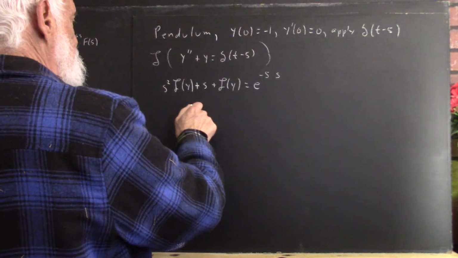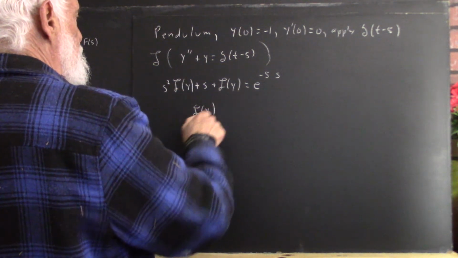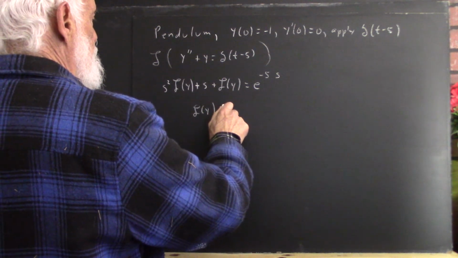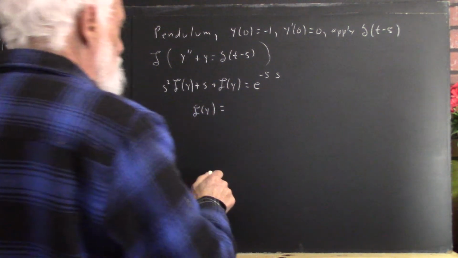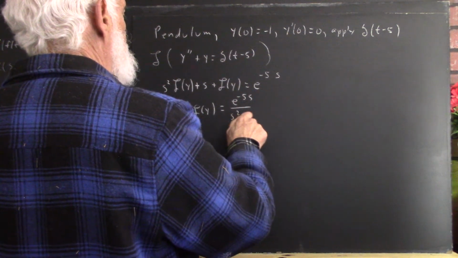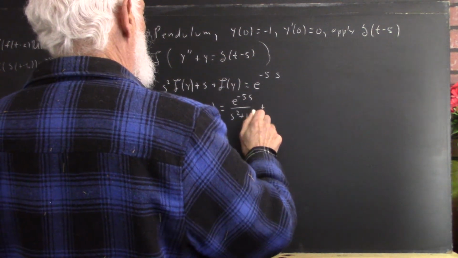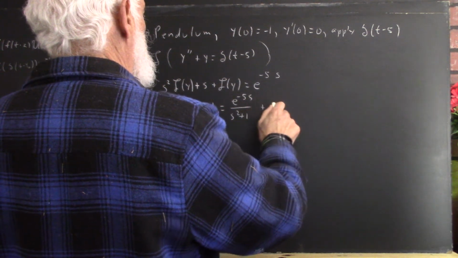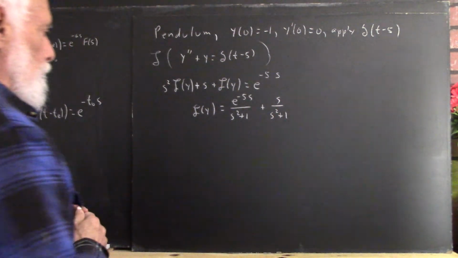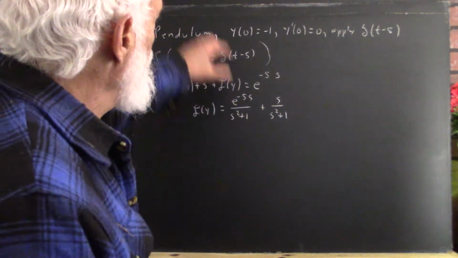This gives you L of y equals e to the negative 5s over s squared plus 1, plus s over s squared plus 1, but it should be minus s over s squared plus 1. And yep, I really did that.